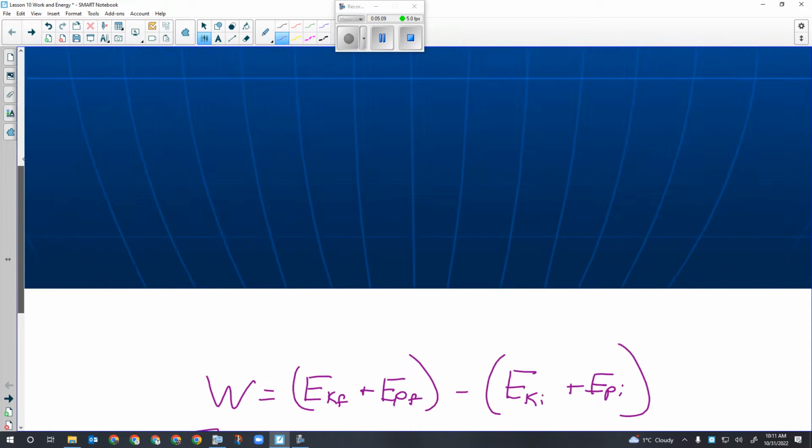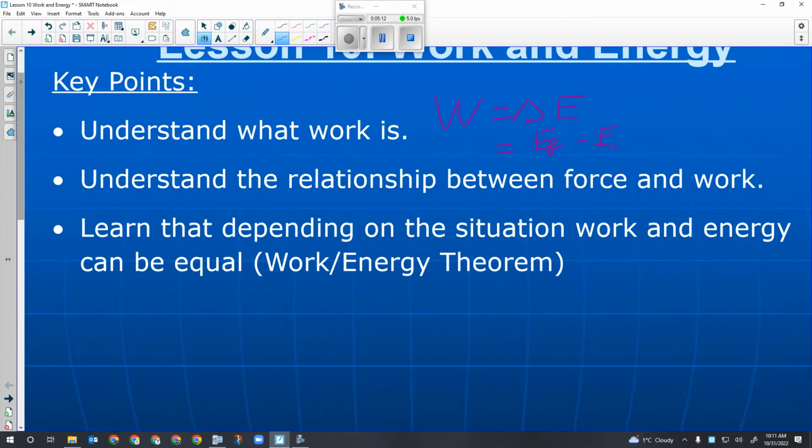All right, so the things we have to get out of today: what work is. Work's a change in energy. What's the relationship between force and work? Well, the more force I exert, the more work I can do. Or the greater the distance over which I do the work, the more work I can do. And then learn that depending on the situation, work and energy can be equal. If I start out with no mechanical energy and I do work, will my final mechanical energy equal the work I did? In a perfect physical world, yes. Because no energy would be lost to non-conservative forces.